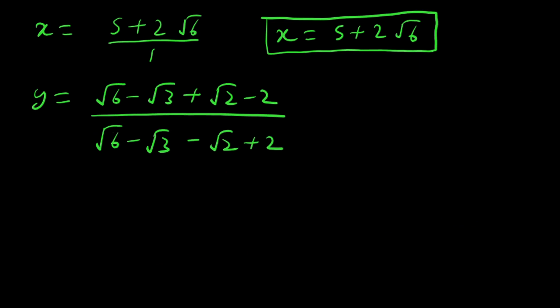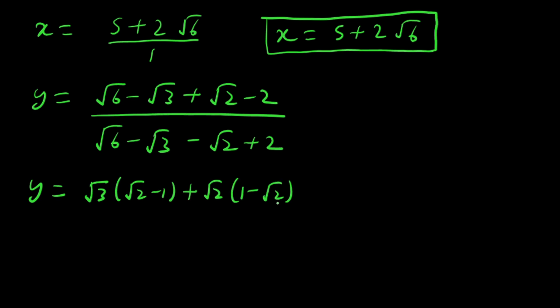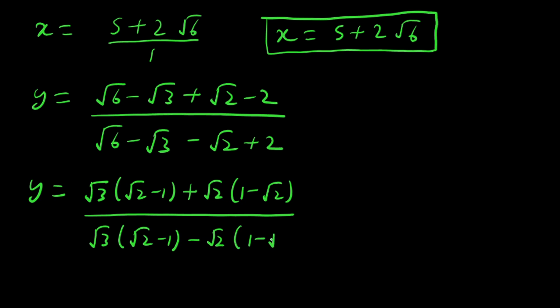Then y is equal to, look carefully, first two terms in the numerator, if we take square root of 3 common then you will get square root of 2 minus 1, and here if we take square root of 2 common then you will get 1 minus square root of 2. Look carefully, in the denominator part, first two terms, if we take square root of 3 common then you will get square root of 2 minus 1, and here if we take square root of 2 common then you will get 1 minus square root of 2.